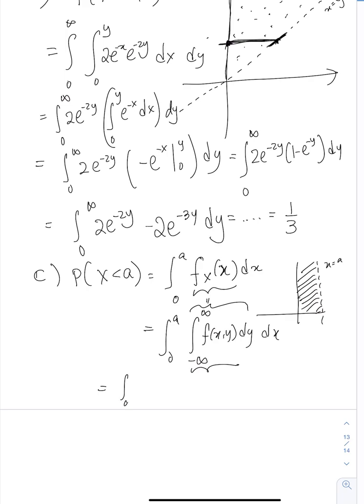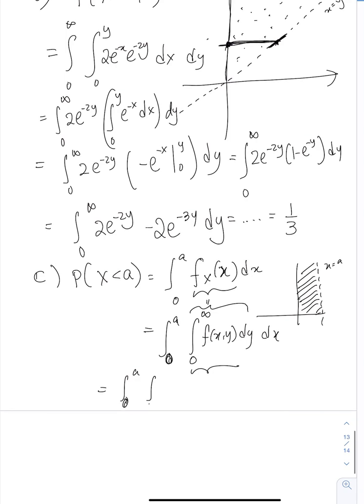So what do you have? Integral 0 to a, and you have an integral, sorry, I shouldn't write minus infinity. I should just write 0 because the density is 0 to the left of 0. Let's throw the e to the minus x out. You have 2 e to the minus 2y dy dx. You can work it out. This inside integral will just turn out to be 1.